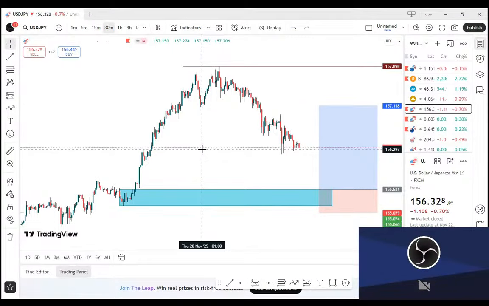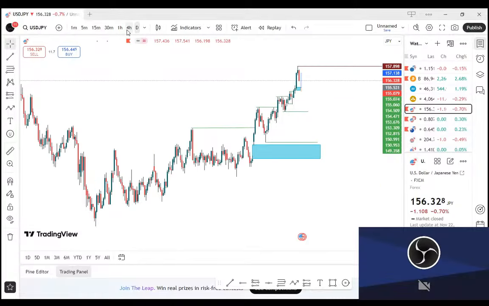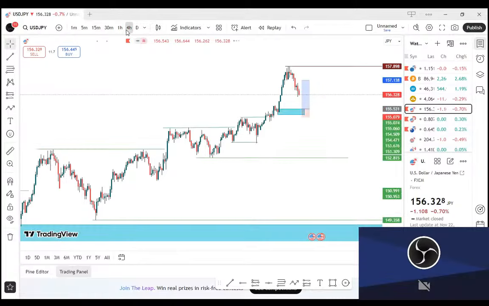Okay, this is USD/JPY, and let's look at the daily time frame on USD/JPY. Can you see the charts now? I think it's coming up. I think the chart has shown. Can you see it now?